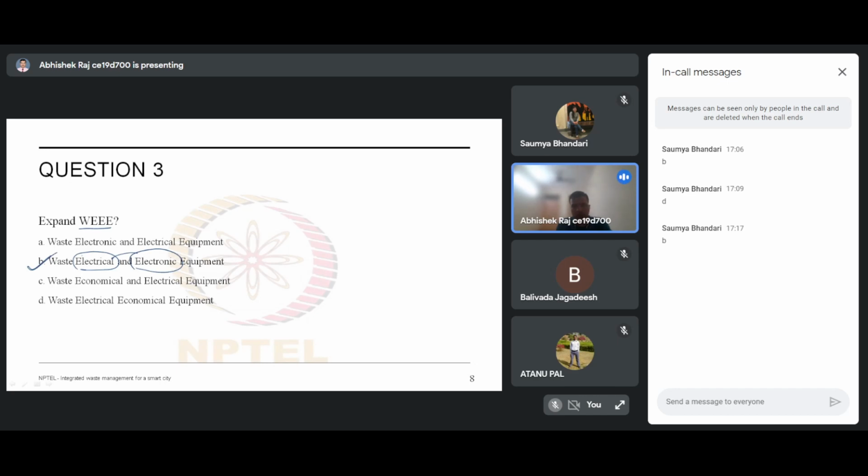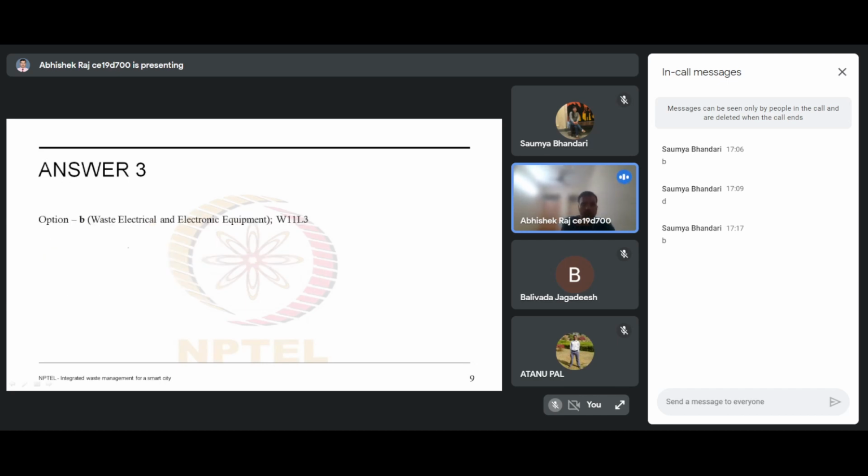So this refers to basically e-waste. It is the expanded term for e-waste. E-waste is simply what we call electronic waste, and the scientific term for that is waste electrical and electronic equipment. Option B is the correct answer. You can refer to the third lecture of this week for this question.